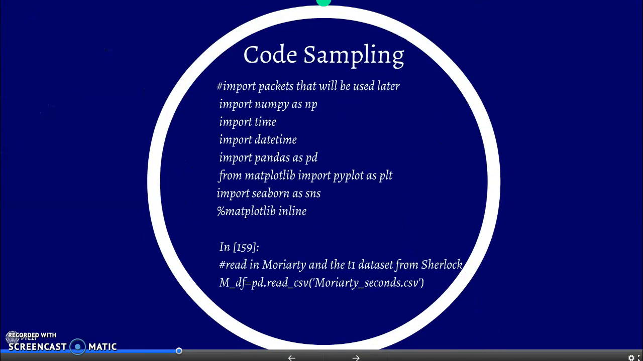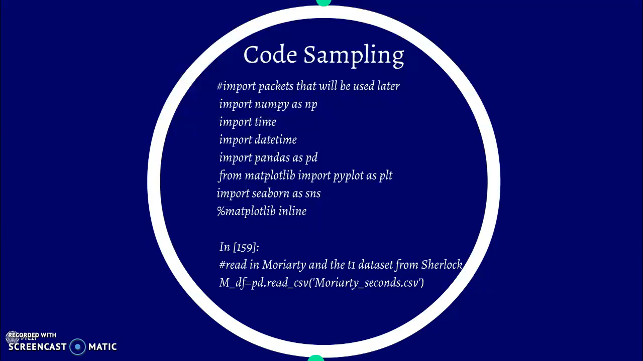Code sampling. So first we import the packages that will be used later. We use NumPy, import time, we import datetime, import pandas, and matplotlib, and matplotlib inline so we can view it inside the notebook. We read in Moriarty and the T1 dataset from Sherlock. We create the data frame using pandas read CSV and point it to the Moriarty seconds CSV.